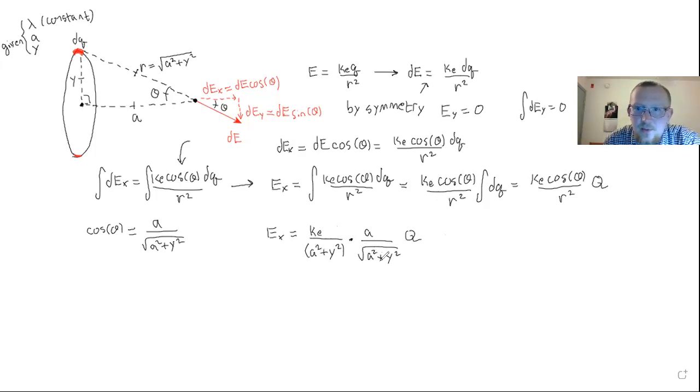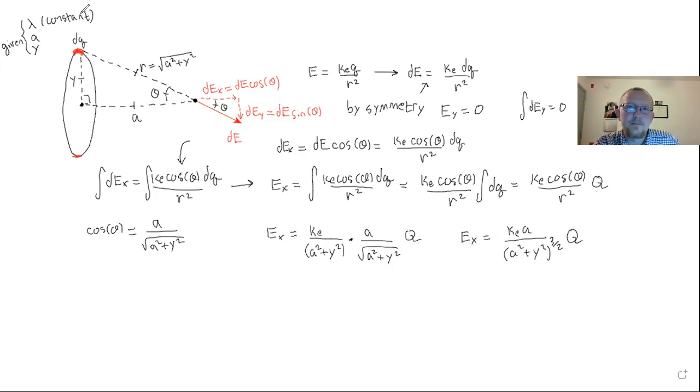Of course, the square root of something is the same thing as it being to the power of 1/2. And so ultimately this ends up being Ex equals Coulomb's constant times a divided by a squared plus y squared, all to the power of 3/2, times the total charge. So here's an equation, but we weren't given total charge.